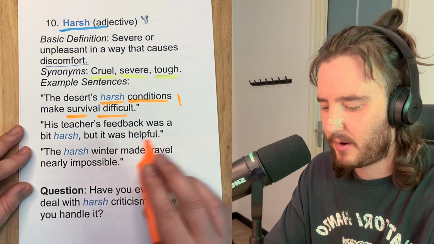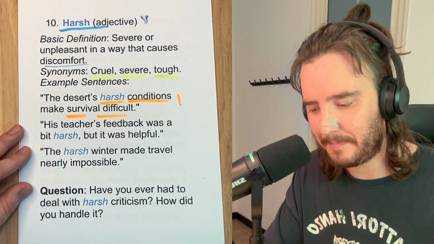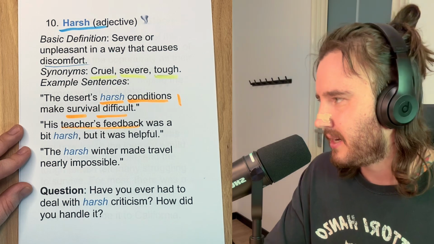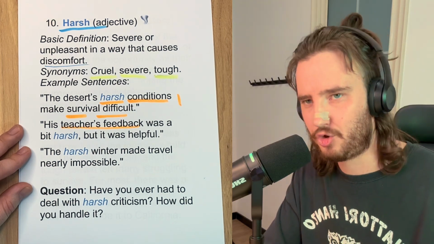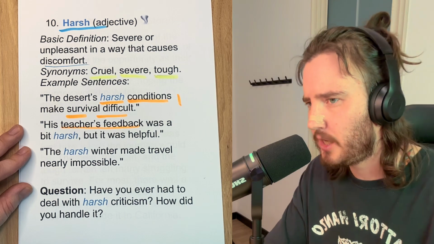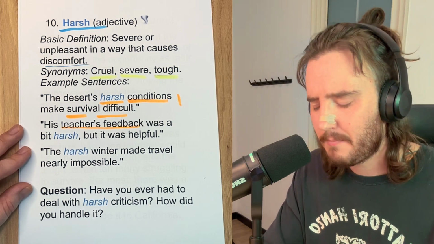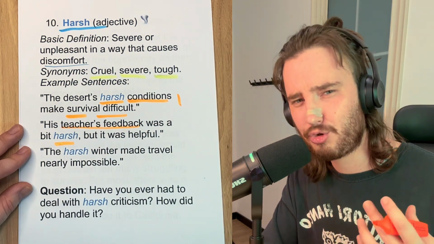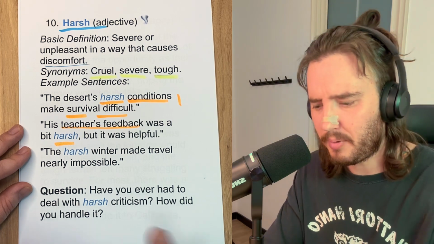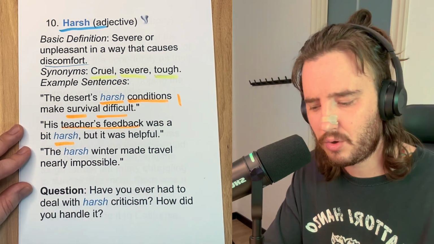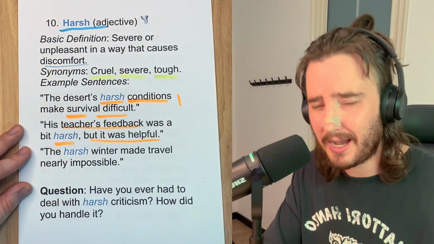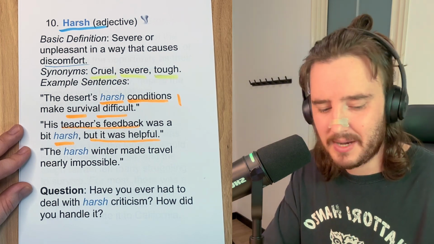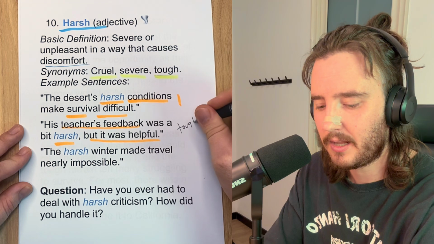His teacher's feedback was a bit harsh, but it was helpful. Okay, so this teacher is giving a student some feedback, some pointers about how he or she could improve, how they could get better. Maybe they did that in kind of a harsh way, right? Like they were being a little bit too critical, overly critical, pointing out some real flaws with the student. But even though it was harsh, it was also helpful. Maybe it was what this student needed to hear. Maybe it was a little bit of tough love.